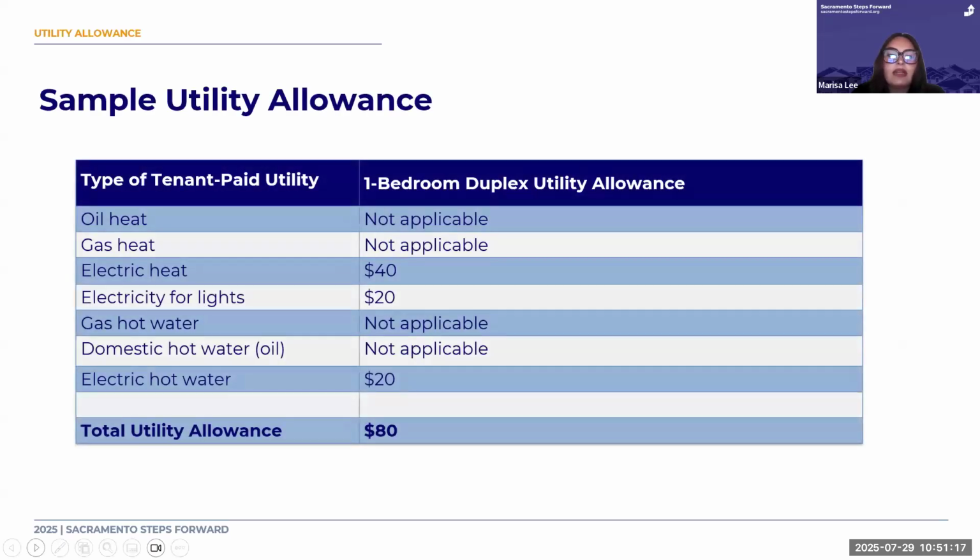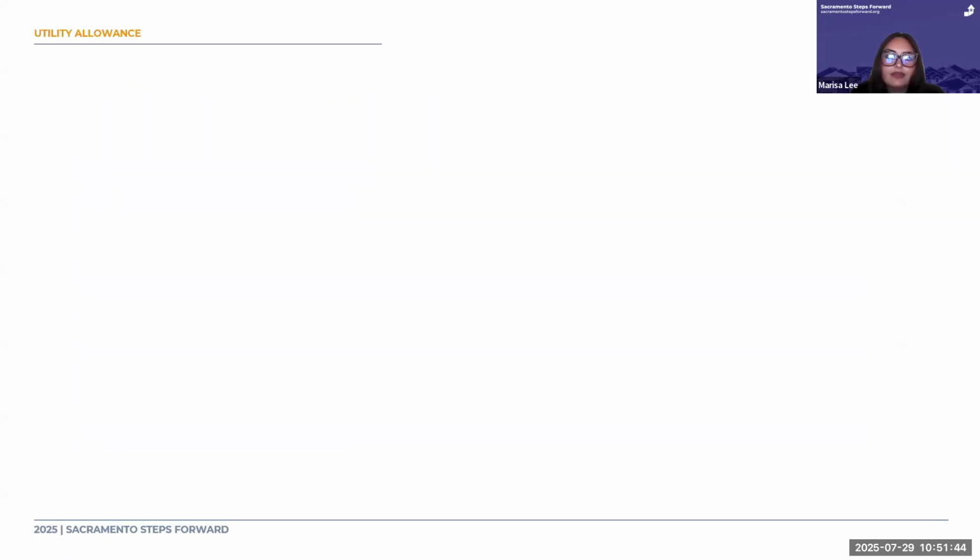Sample utility allowance. This example shows a 1-bedroom duplex with electric heat, lighting, and hot water. That adds up to an $80 utility allowance. That $80 gets added to the unit rent when checking FMR and rent reasonableness. It's also subtracted from the tenant's rent portion in the calculation. Next slide, please.